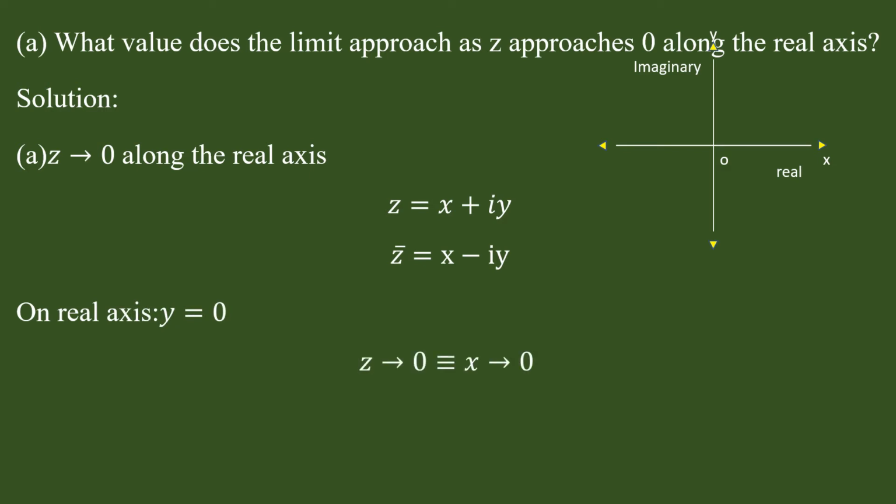So z tends to 0 means it is similar to x tends to 0. The limit z tends to 0, (z upon z bar) whole square, we write, since y is 0, it is x upon x, that is 1, and so the limit you get here is 1. So 1 square will be 1 here. So right answer is 1 for A.